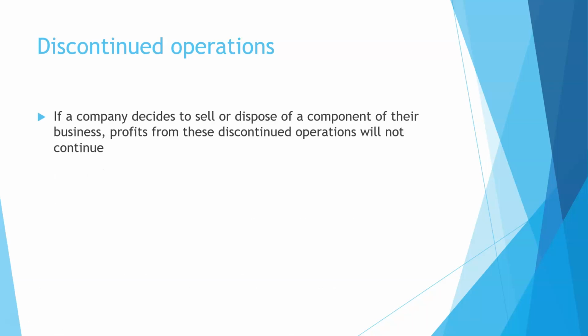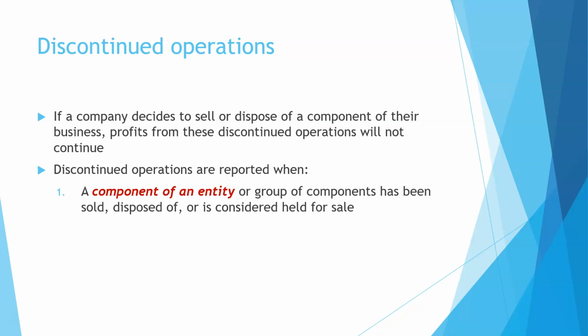Now, another thing we have is discontinued operations. Now, what is that? Well, if a company decides to sell or dispose of a component of their business, profits from these discontinued operations, the minute they decide that they're going to do that, has to be set aside and shown separately net of tax.